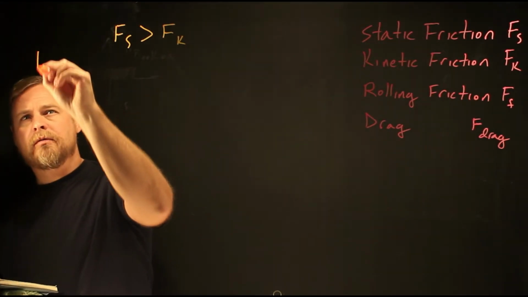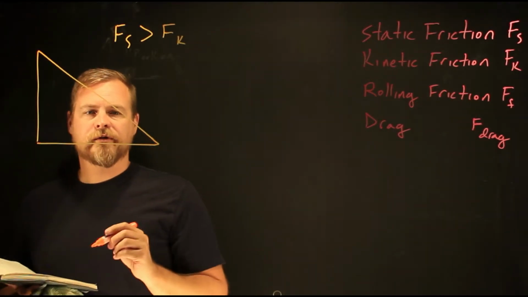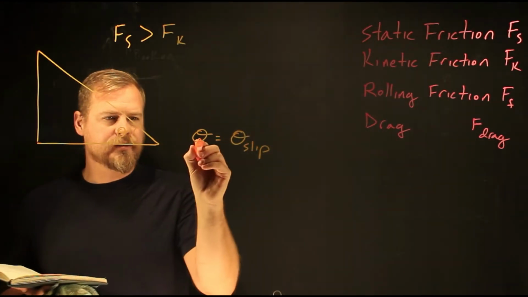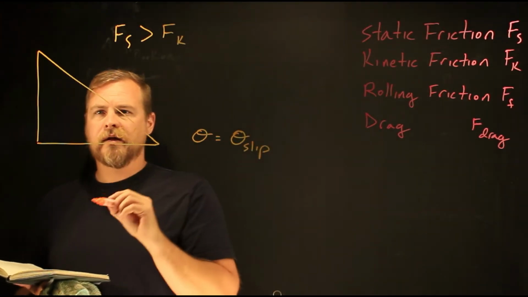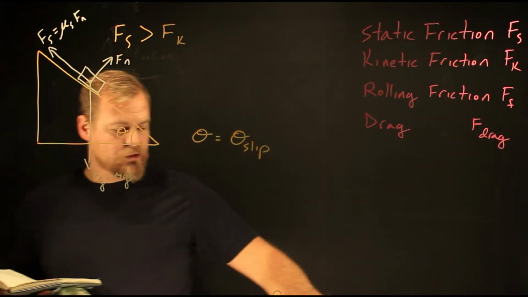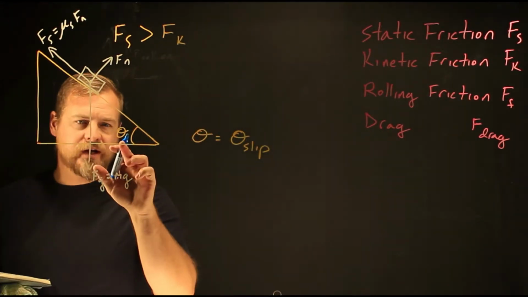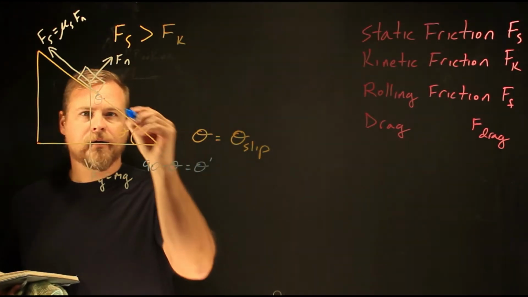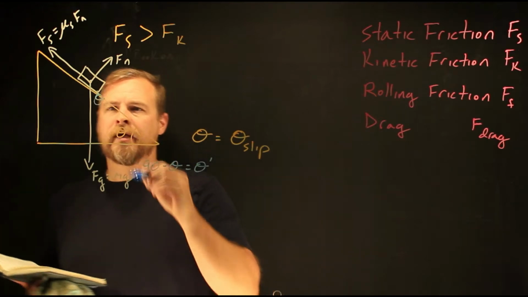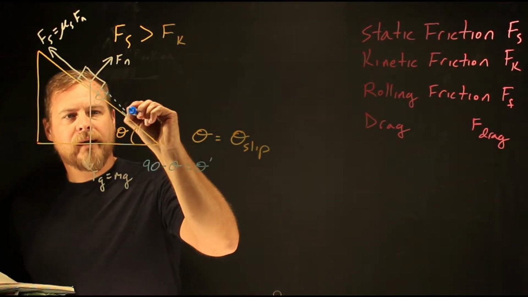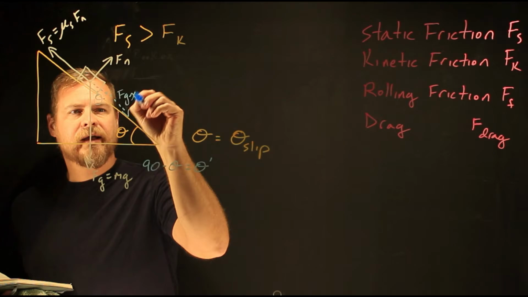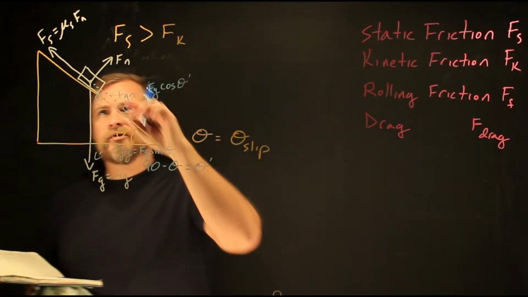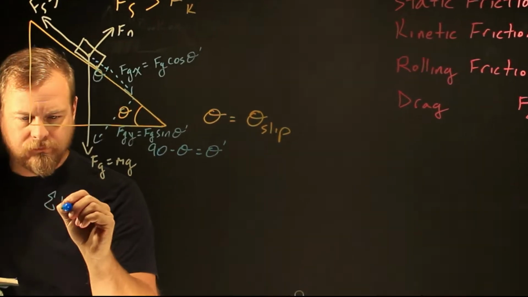You can solve for the coefficient of static friction by looking at the angle of slip. So this angle right here is theta. It's theta slip, or the angle of slip. When I solve for the coefficient of static friction, I'm going to have to change this angle. All right, remember that this is going to be 90 minus theta prime. So I'm going to use theta prime here so that I can keep all my math the same. So this is f of g of x. And then I'm going to go ahead and do my net force in the x and the y and see if I can solve for mu.